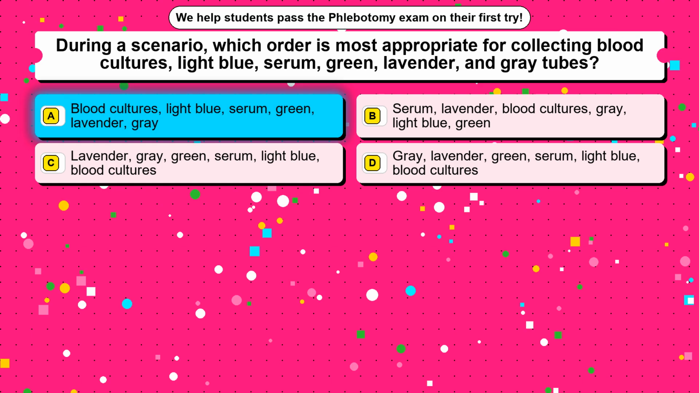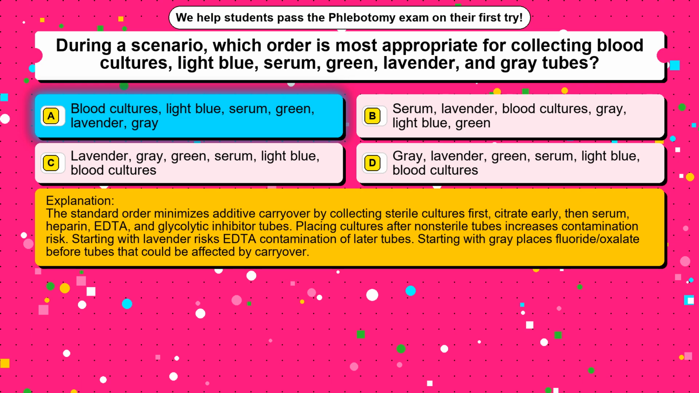The correct answer is option A. Blood cultures, light blue, serum, green, lavender, gray. The standard order minimizes additive carryover by collecting sterile cultures first, citrate early, then serum, heparin, EDTA, and glycolytic inhibitor tubes. Placing cultures after non-sterile tubes increases contamination risk. Starting with lavender risks EDTA contamination of later tubes. Starting with gray places fluoride/oxalate before tubes that could be affected by carryover.